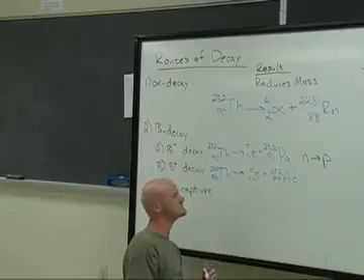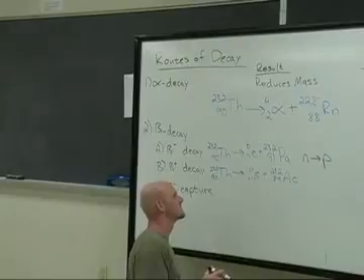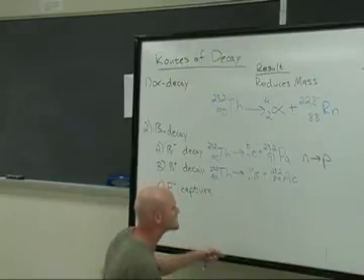Minus a positive number, minus a negative number. There you go. All right, so that's positron emission.